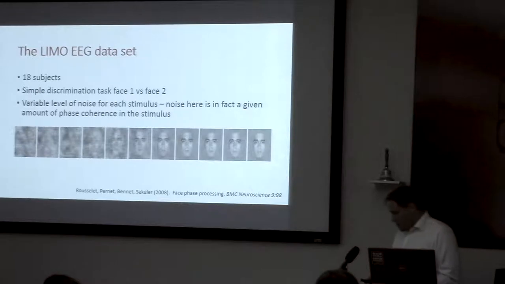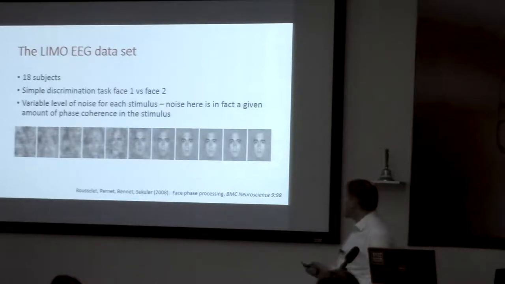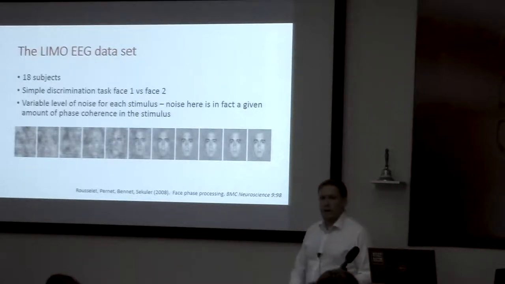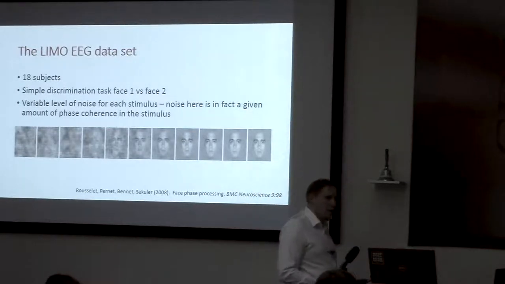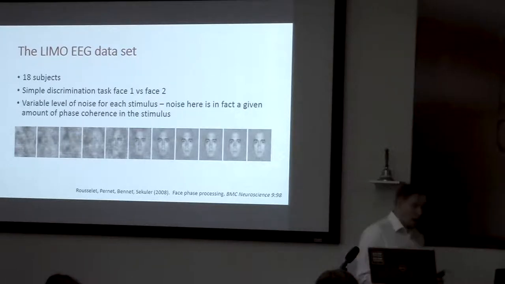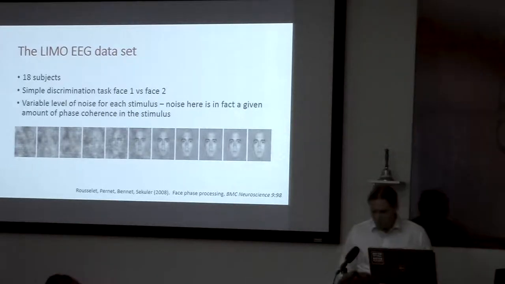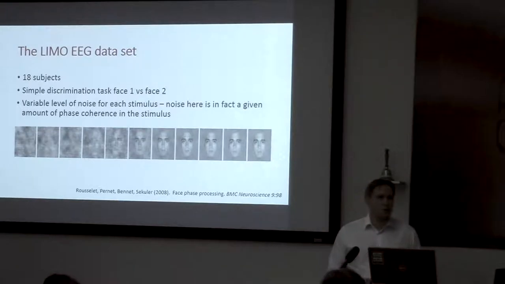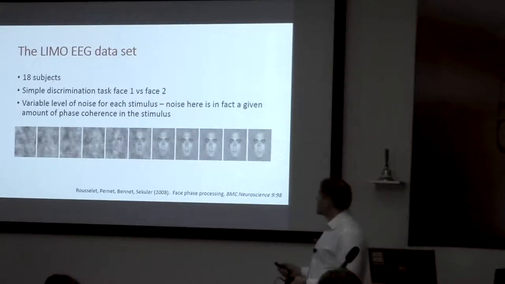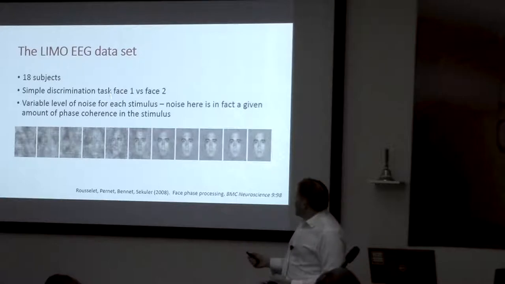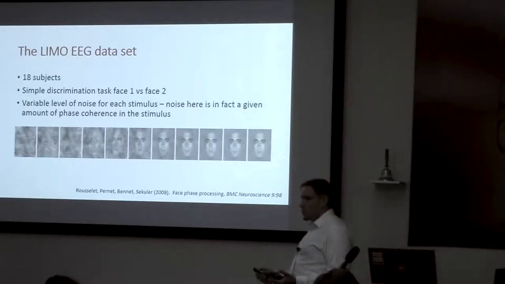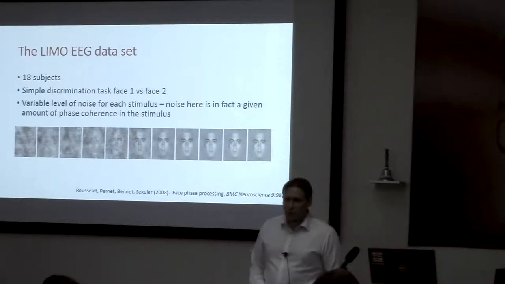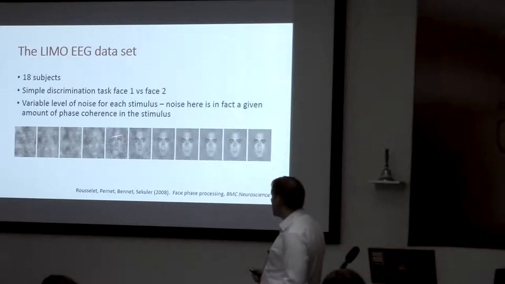And so here's just an example we're going to go through this afternoon, just to show what you can do with GLM and with a hierarchical linear approach, and why it's way more flexible than what you can do otherwise. So in this experiment, we had 18 subjects, and it's a simple task. You ask the subject, is it phase one or is it phase two? Obviously, we are not interested in the phase difference. What we do is modulate the phase coherence of the image.